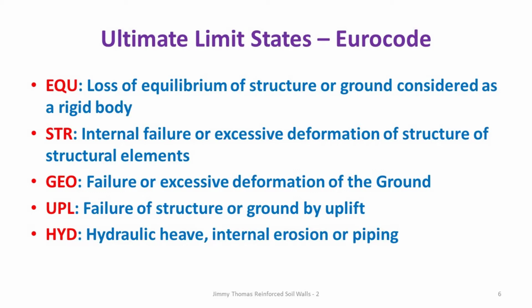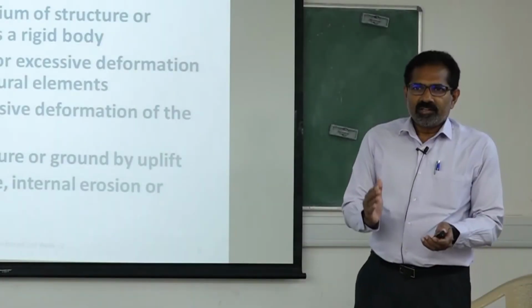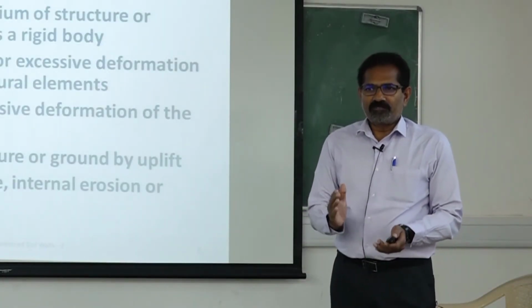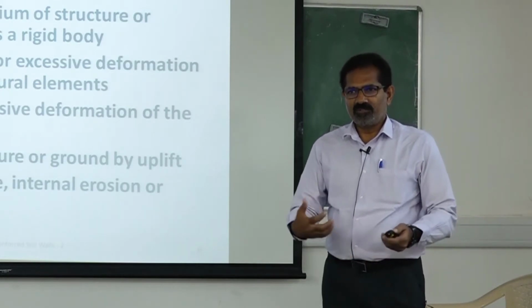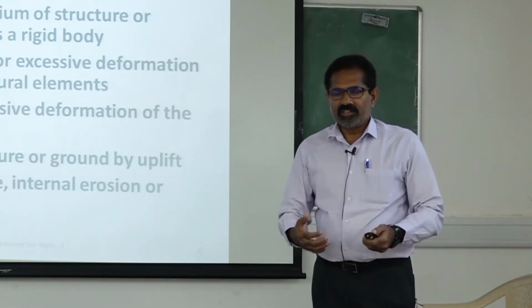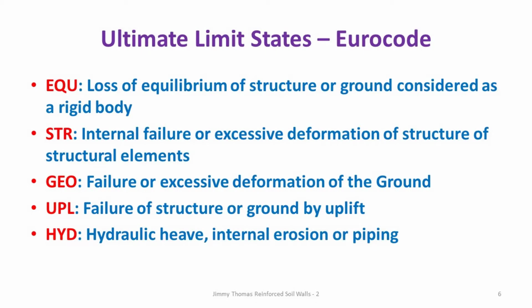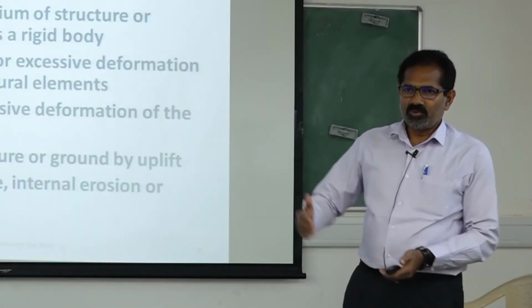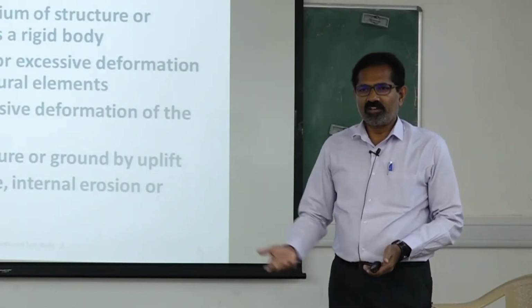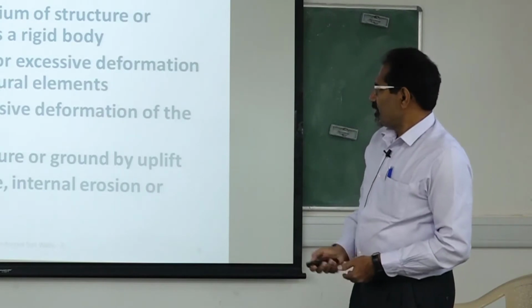Then STR stands for structure, a structural failure. For example, if it's an RCC retaining wall, bending moment, shear force, basically it's a structure which deforms and fails. The strength of the structural element comes into play. Then GEO stands for geotechnical. A bearing capacity failure is a geotechnical failure: the ground fails, the soil fails. Then UPL is uplift. Then there is hydraulic: heave, erosion. Suppose there is scour in front of the structure, that is a hydraulic failure. So these are all the limit states.